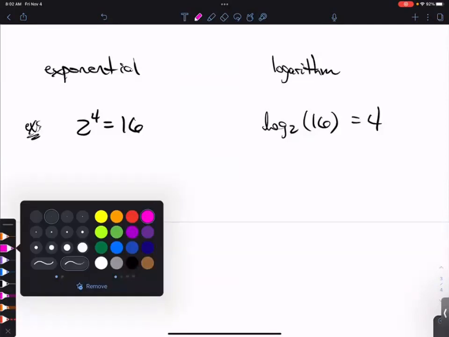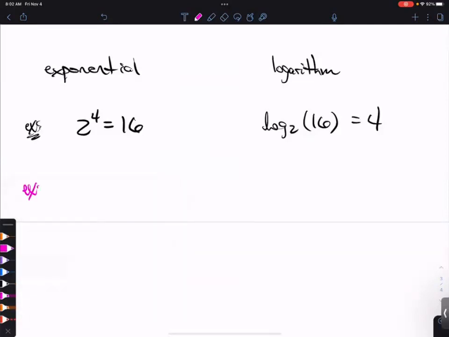Maybe one more just for the sake of doing it. 3 to the 5th is, nope, it's not. Hang on. Let's go 3 to the negative 2 is 1 over 9, right? 1/9. What's that as a logarithm? The log base 3 of 1/9 is negative 2.